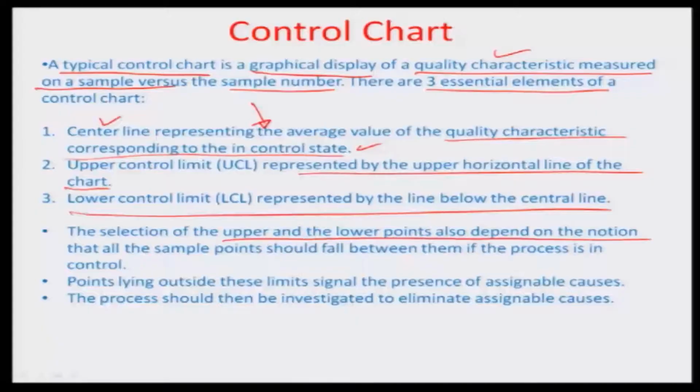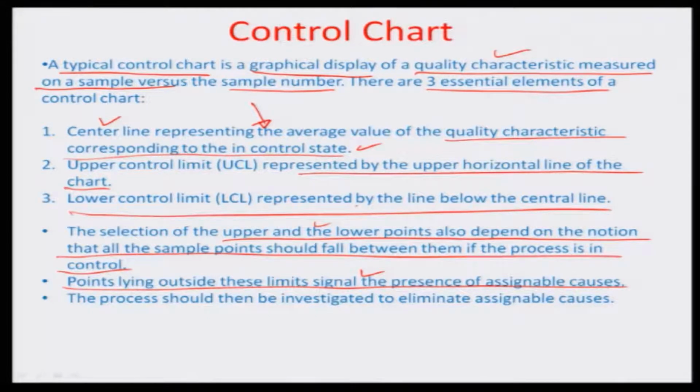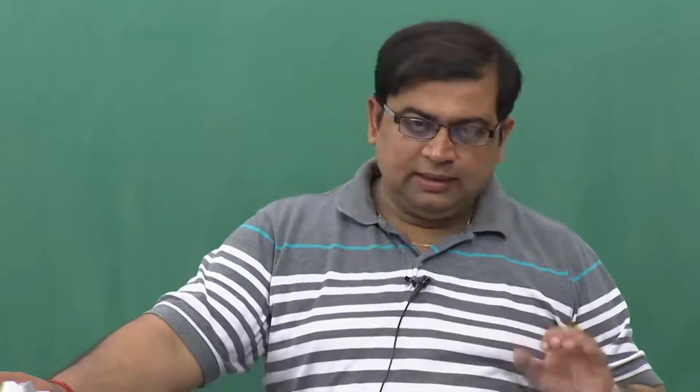So the selection of the upper and lower control points also depends on the notion that all sample points should fall between them if the process is in control, and the points lying outside these limits signal the presence of assignable causes. So obviously now you have a control chart in place and you are observing these samples for a certain period of time, and the moment there is a deviant or an outlier to this control, you are able to quickly record that there is a reason why the process is going out of control, and then you take a countermeasure so that it comes back in control.